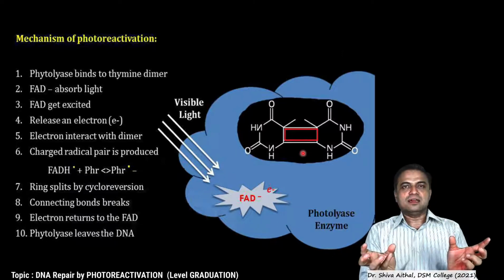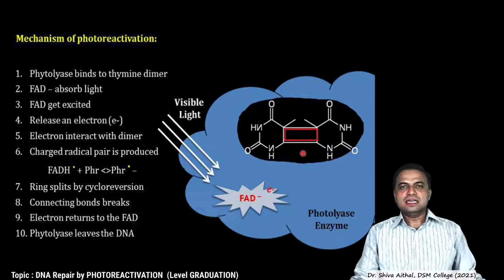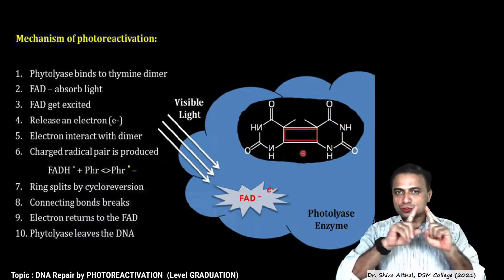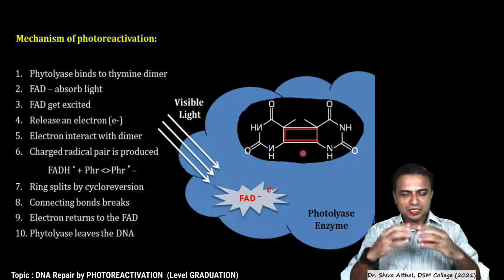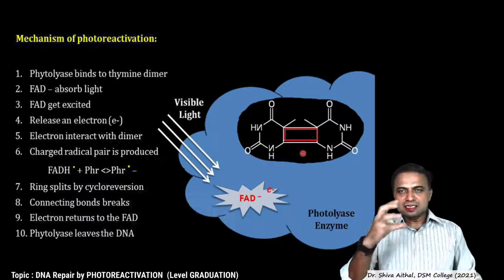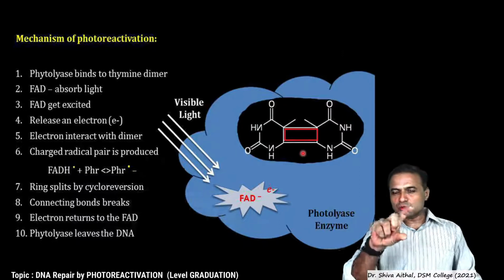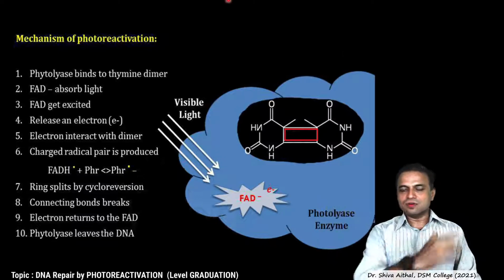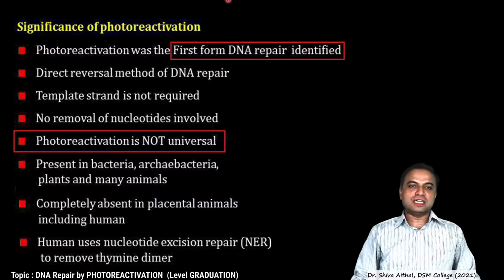Cycloreversion is there. As it was formed, the ring structure is reverted to a planar structure. The thymine dimer is removed, and the bases become normal. There is no excision of the DNA, no cutting of the DNA, no ligation. Only the thymine cyclobutyl ring is removed due to the excited electron from the FAD, and this ring is split. The process is called cycloreversion. So these are the steps, and in the end, the photolyase leaves the DNA. This is how the mechanism of photoreactivation takes place.